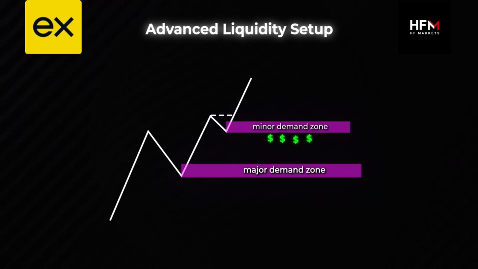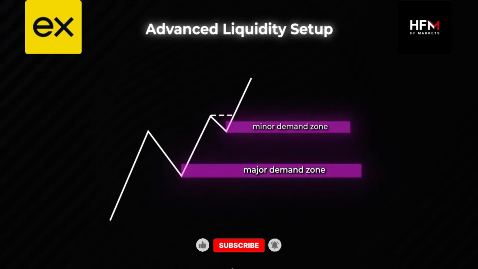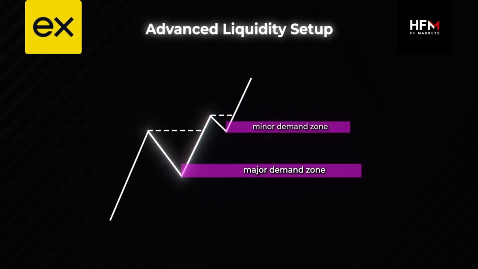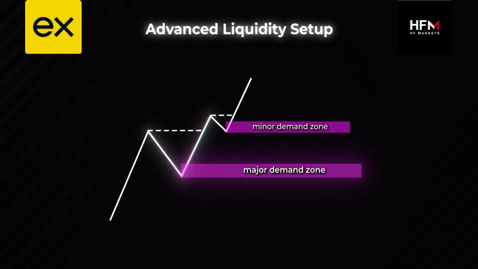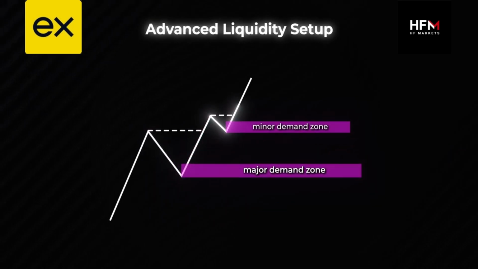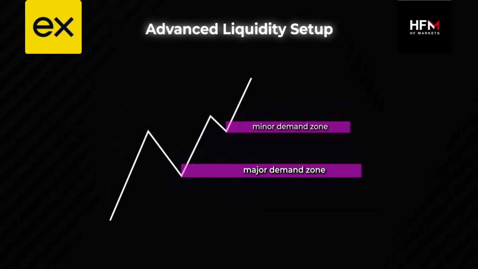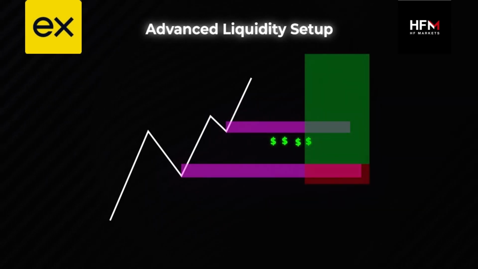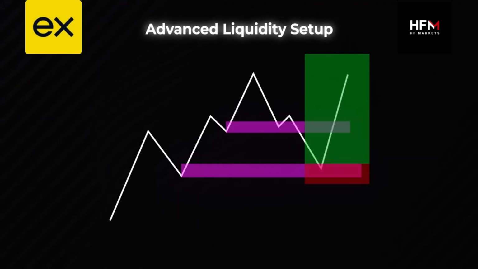So, how do we know whether a supply or demand zone is considered major or minor? Simple. We look at the break of structure that formed after. If the break came from a large, obvious price swing, it's a major zone. If it came from a small, short-term move, it's a minor zone. For this strategy, the ideal setup is when we have a minor demand zone sitting just above a major demand zone. That minor zone becomes our liquidity level, and we look to enter a long trade once price sweeps the liquidity off that minor zone and bounces off the major zone right below it.